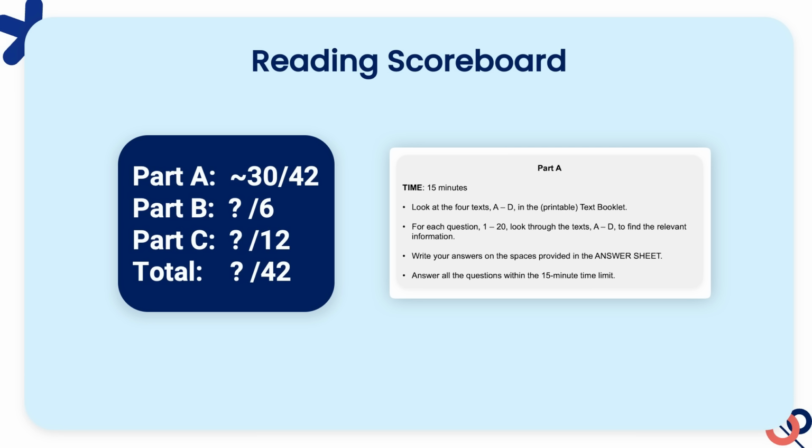Let's look at the scoreboard. Remember, for a grade B, you need to get around 30 out of 42. So now count up your points. To be on track for a grade B or score 350 in reading, you typically need to get at least 30 out of 42 correct across the whole test.